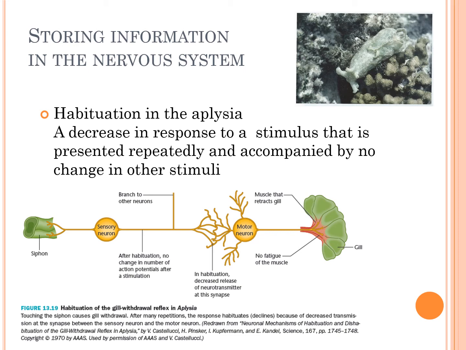And basically, they also showed that habituation was not happening at the level of the sensing or the feeling of that burst of air going by, and it wasn't happening because of fatigue of the motor neuron. What's happening is there is a change in the number of action potentials being sent down the axon of the sensory neuron, and a decrease in the neurotransmitter that is released at the synapse between the sensory neuron and the motor neuron, and that's causing a habituation.